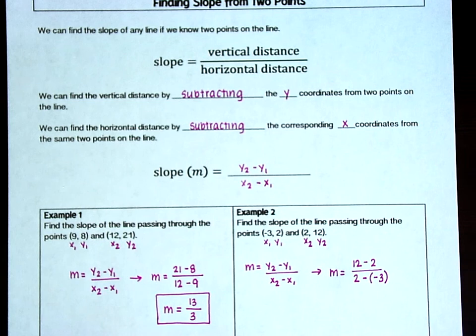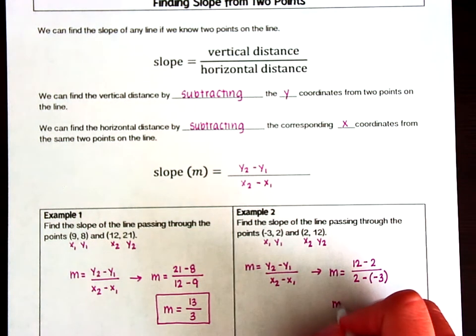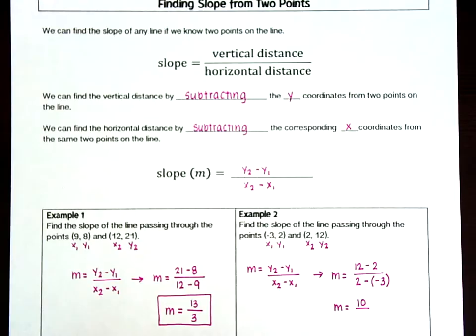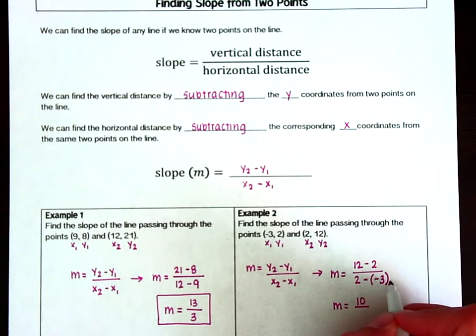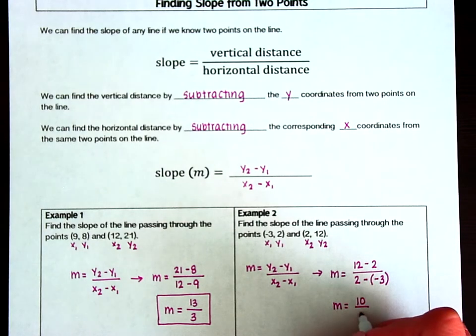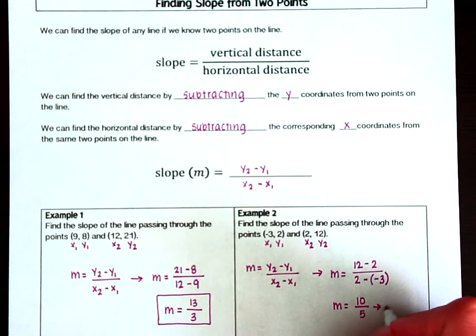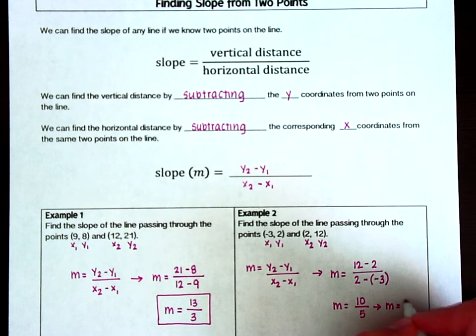Now we can go through and we can calculate our slope. So m is equal to 12 minus 2, which is 10. And that's going to be over 2 minus -3. And I know subtracting a negative is the same as adding a positive, so 2 plus 3, which is 5. And I know I can simplify this to m is equal to 2 over 1, or 2. So the slope of my line here is 2 over 1, or 2.